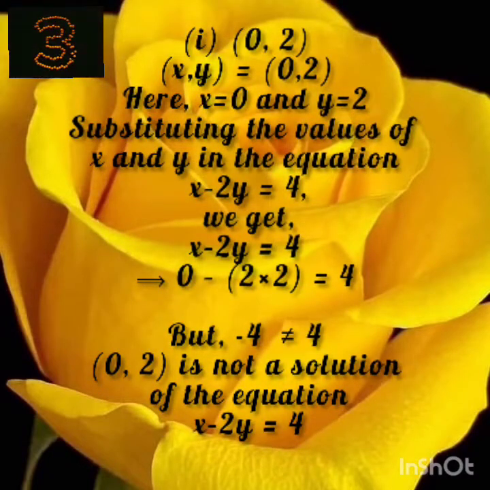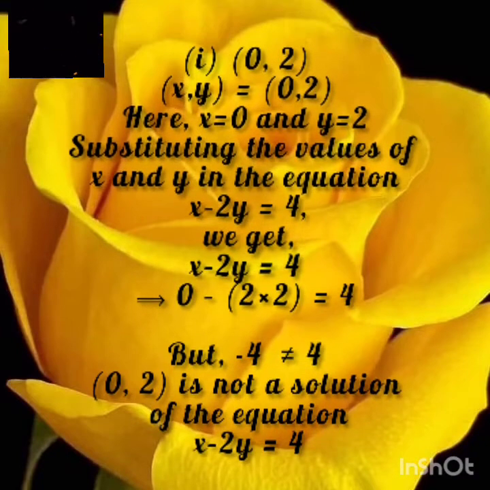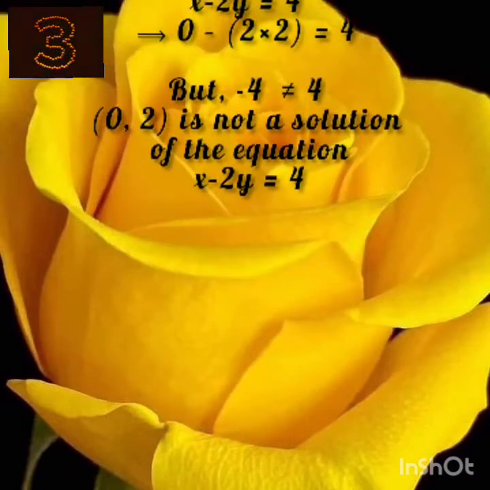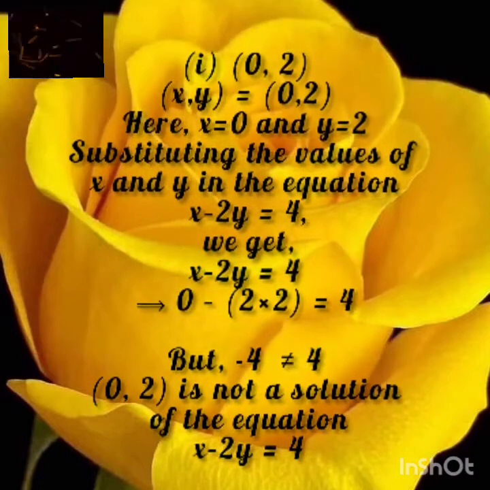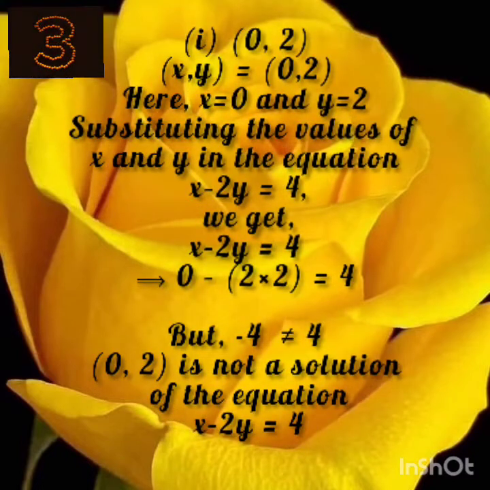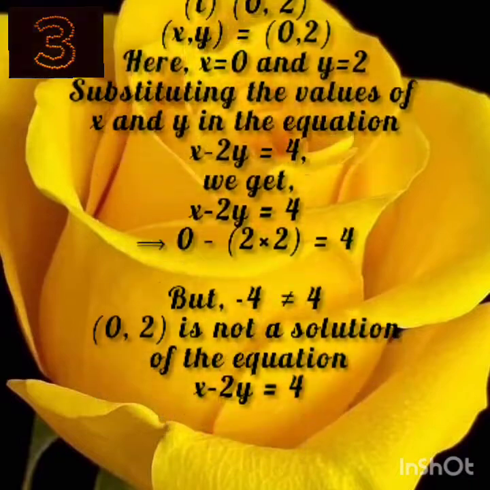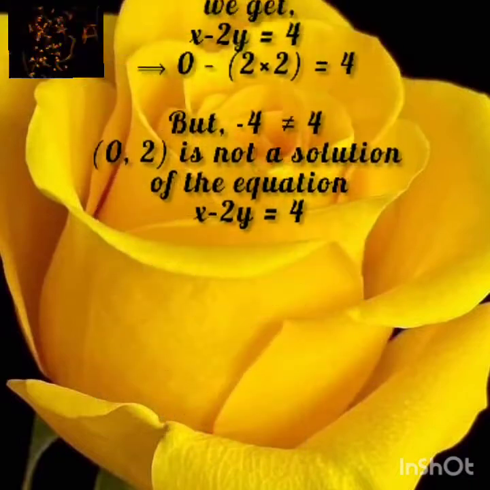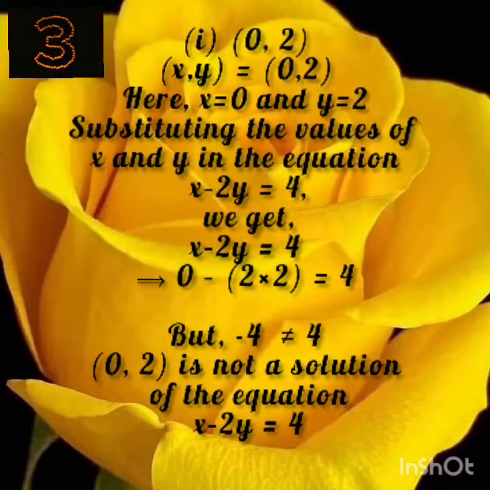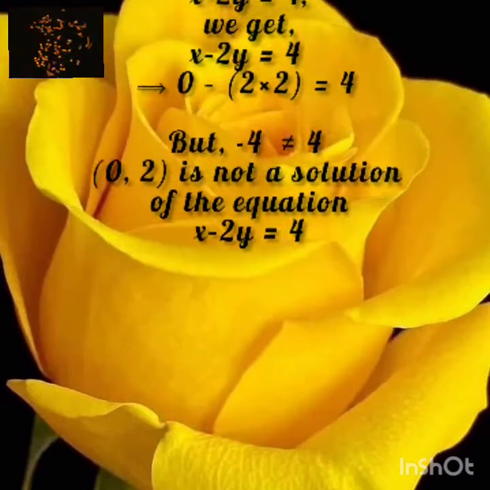But dear student, in the equation the value is 4. So minus 4 is not equal to 4. So dear student, we can say that (0, 2) is not a solution of the given equation x minus 2y equal to 4. Reason behind that, LHS is not equal to RHS.